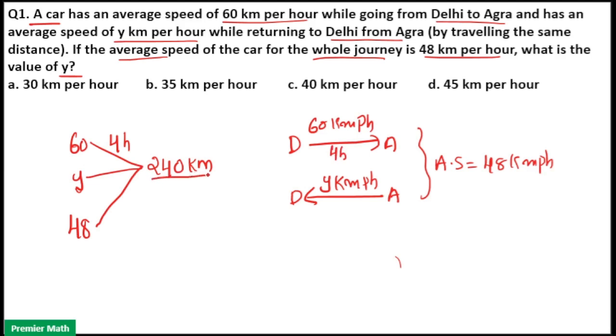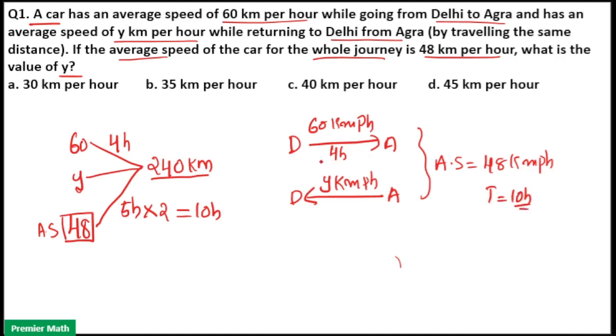Same way, to cover 240 km distance with a speed of 48 km per hour, this is average speed, this car takes 240 by 48, that is 5 hours. That means one side this car takes 5 hours. So two side distance this car takes 10 hours. That is total time is 10 hours.